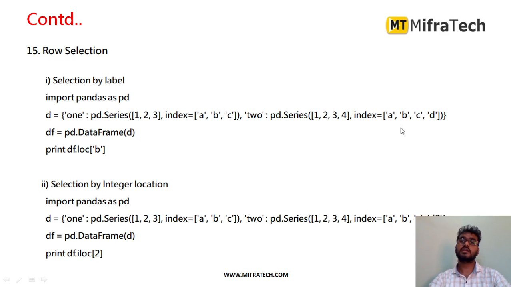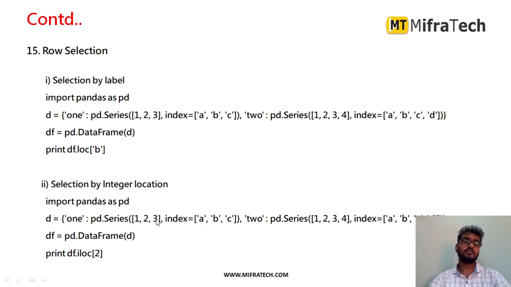So as I mentioned, the index is a, b, c, d, and here I want the index b value. So how to get that? To get a particular value, we have to use print df.loc of b. If I mention b, the value present inside the b index will be given as output. By using df.loc and mentioning that label, we can get the output.